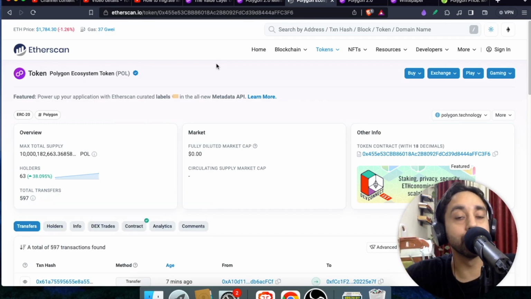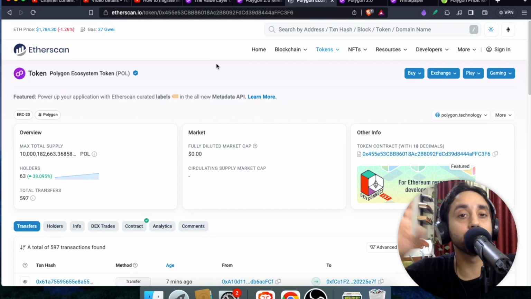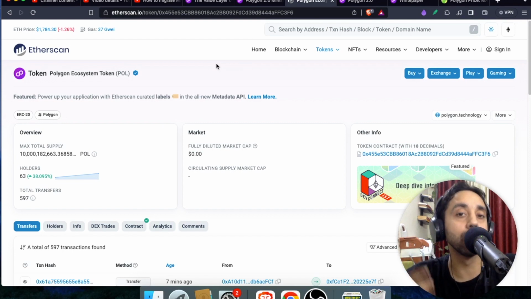Now third thing, the most important one, and that is do not panic. Yes, if you're holding MATIC token, there is no need to panic. It's a very simple and smooth process. And guess what? It is also automatic. That means you can just put your tokens on certain exchange and it will automatically convert your MATIC tokens into POL. How? That is what I'm going to explain today. So let's begin with Polygon 2.0.